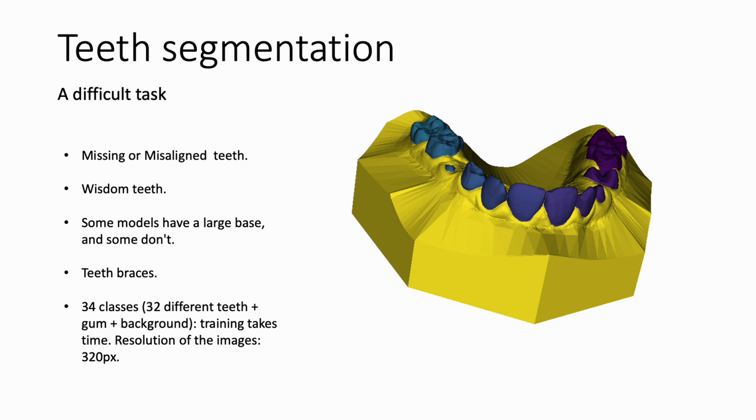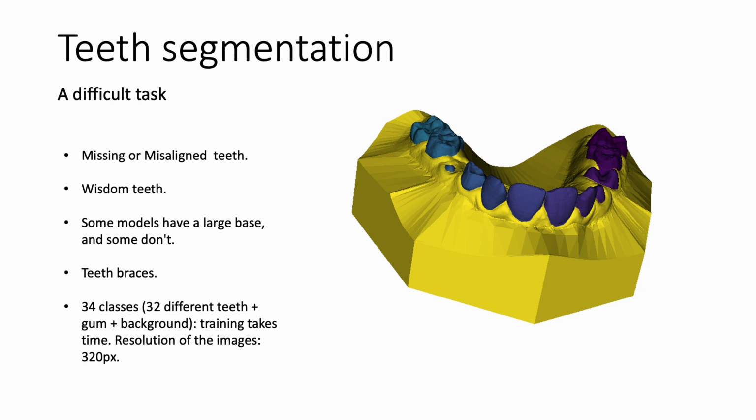Teeth segmentation is a tricky task. Many difficulties have to be addressed. Some of them are listed here. So first, a lot of cases show missing or misaligned teeth. We all have different teeth alignments. Also, we don't all have the same number of teeth, so the algorithm must adapt to that.